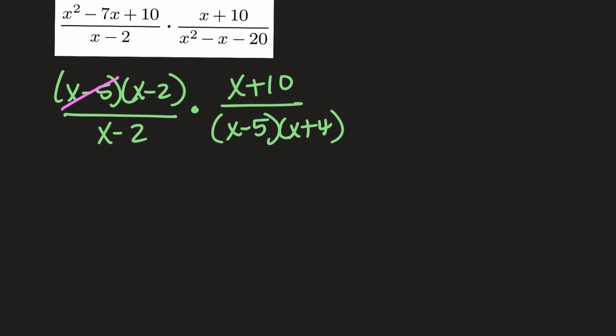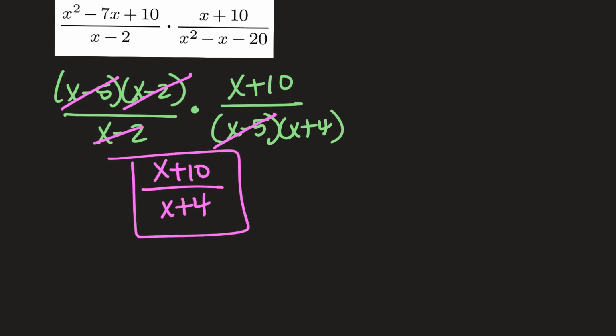So we have an x minus 5 and an x minus 5, x minus 2 and x minus 2, which leaves me with just an x plus 10 in the numerator and an x plus 4 in the denominator. And just like the previous problem, the x's do not simplify, nor do the 10 and the 4.